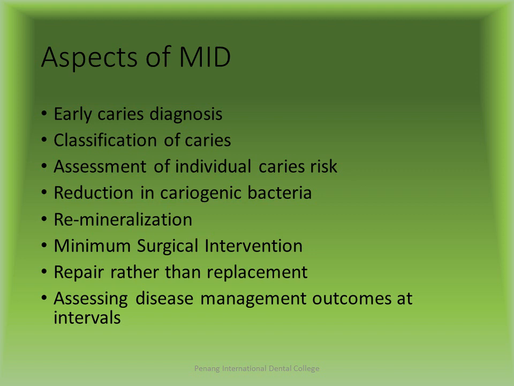Then of course there is the classification of caries. As soon as you identify caries on the surface of the tooth, you have to assess what type of caries it is. Then you have to assess the caries risk of the individual to caries attack. This is now being done whenever the patient walks into the clinic. We have a caries risk chart which has to be filled in, which helps us assess the individual caries risk. We also have to play a role in the reduction of cariogenic bacteria.